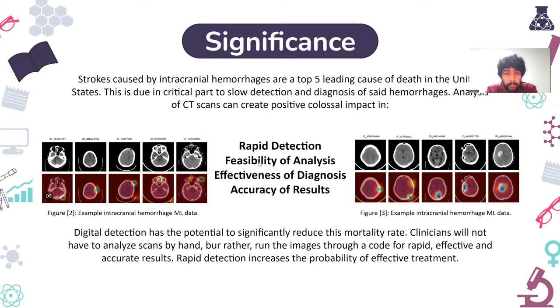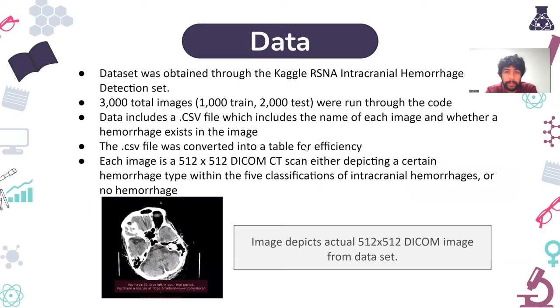algorithms. This is important because strokes are a top 5 leading cause of death in the United States, and 10% of them are caused by intracranial hemorrhages. By having an algorithm that can quickly process these images and tell us whether or not there's a hemorrhage or not, then we can speed up this diagnosis process, which would increase patient likelihood to survive.